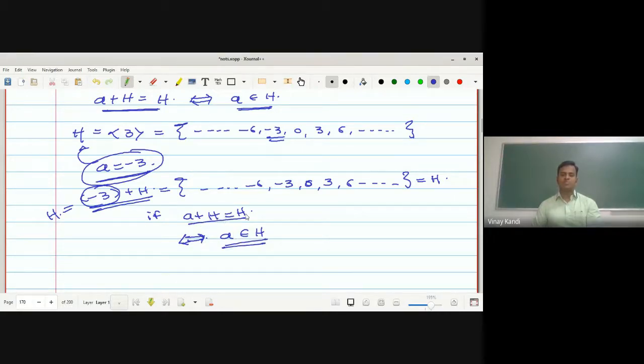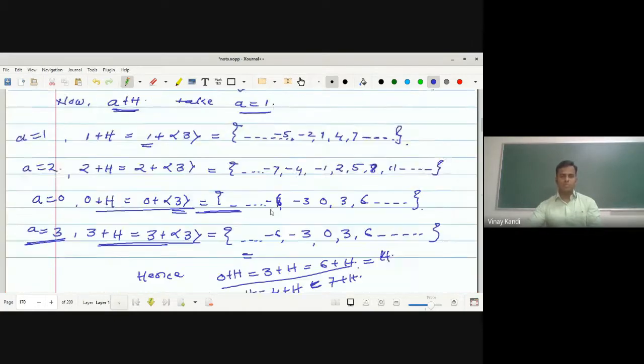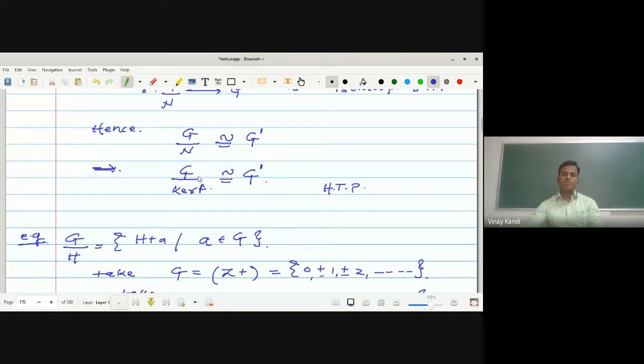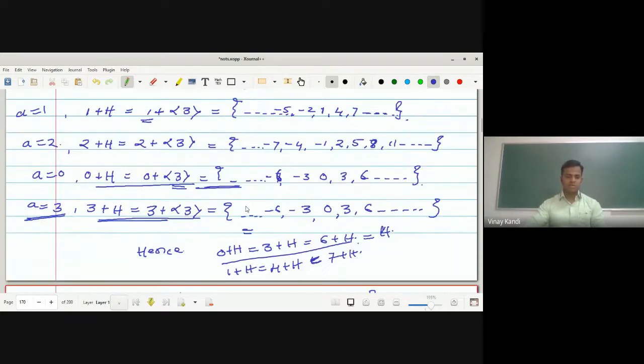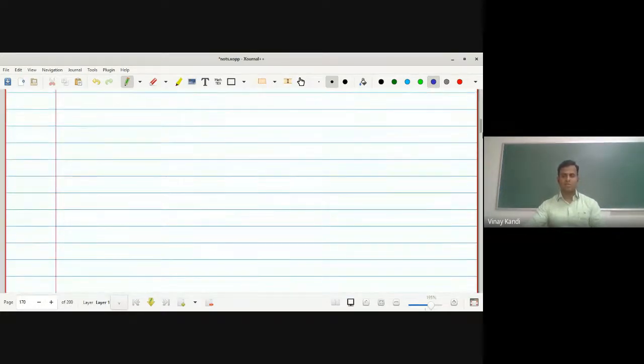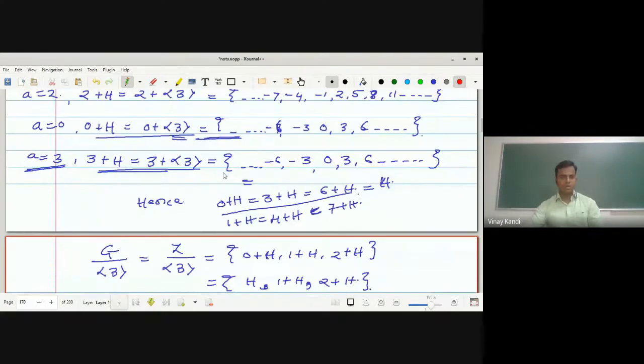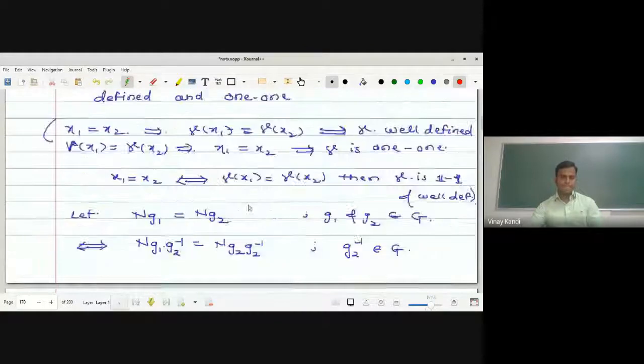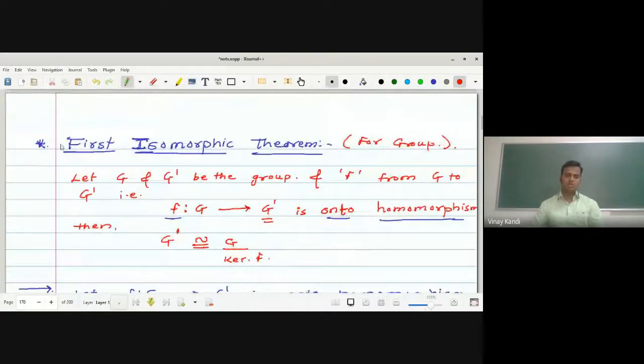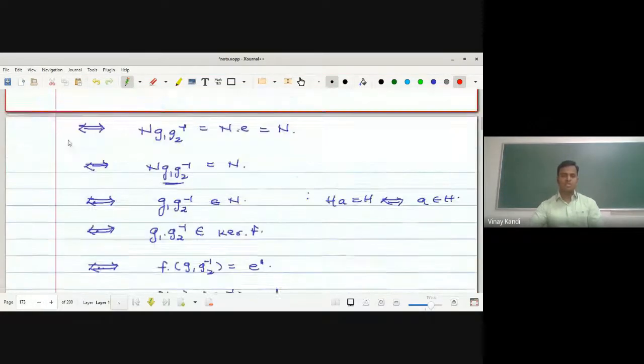So here G upon kernel of f, G by kernel of f, is isomorphic to G dash. So this is the first theorem of isomorphism. Now the second isomorphism theorem. The next theorem is theorem number 2. Each theorem has been given a name. Theorem number 1. By the previous theorem, you will know which theorem number it is, and how many theorems there are.